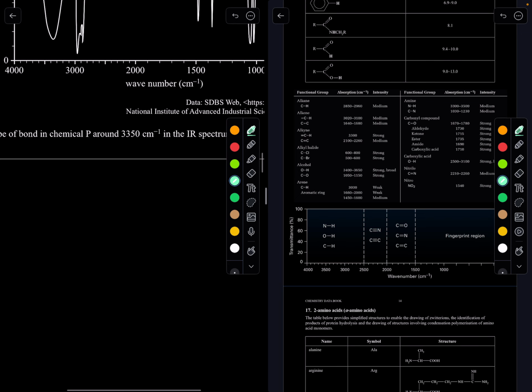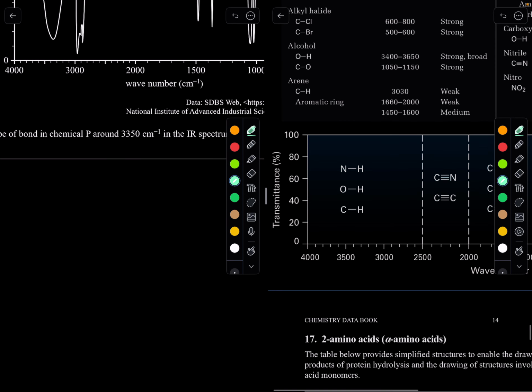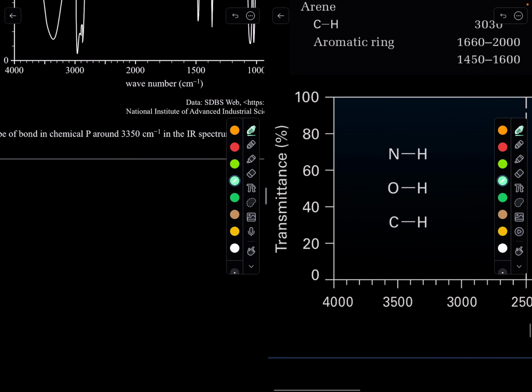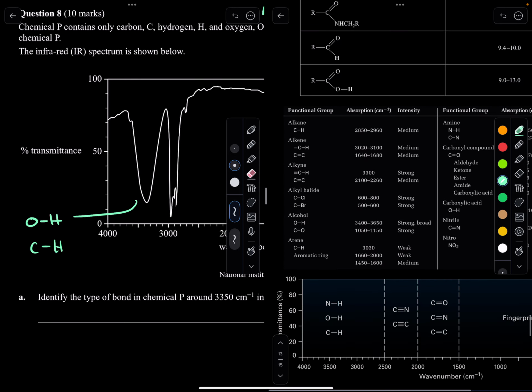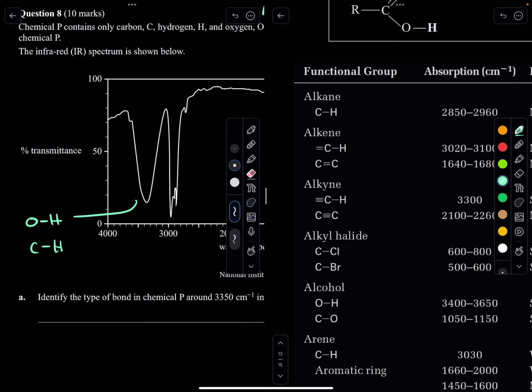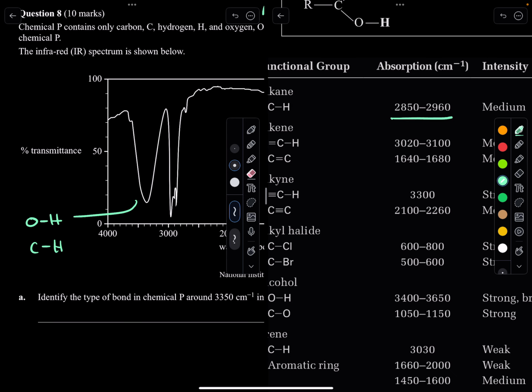So 3,350, where is that? It's between this part here. Now, this tells us what the possibilities are. So this peak could be an N-H, an O-H, or a C-H. Of course, it's not an N-H because remember, there is one oxygen and no nitrogen. So rubbish. Take that out. And the C-H, let's check if it's a C-H. Go up here from my other part. To have a C-H, it needs to be between this, which we don't have. Remember, ours is 3,350, so rubbish. So it cannot be the C-H. So it has to be your O-H.